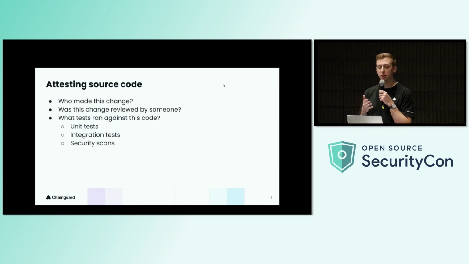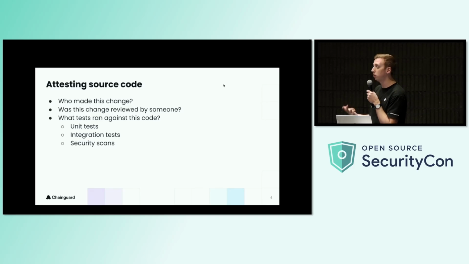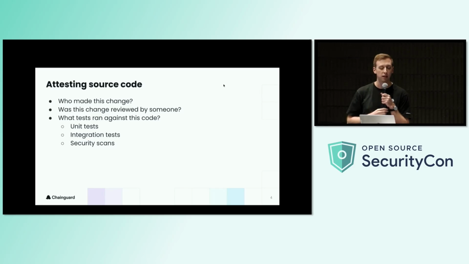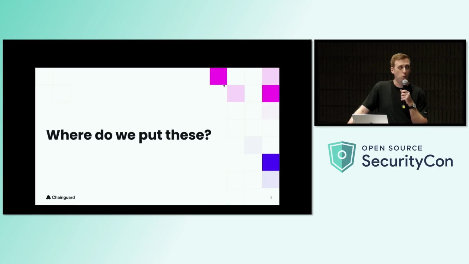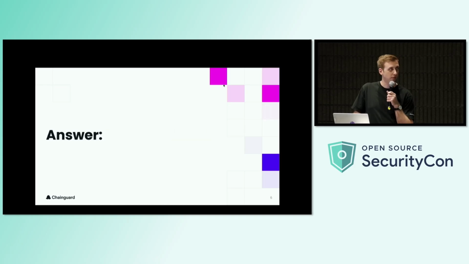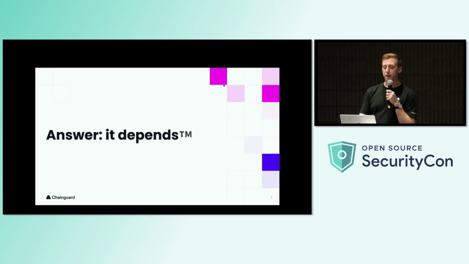So then the question becomes, for source code, what do we care about, right? We care about who's making this change, who's reviewing this change, what CI checks have run on this source commit, right? Have I done a vuln scan? Have I run end-to-end tests? These are all the things that we sort of care about. So where do we put these? Answer, very stereotypical software engineer: it depends. There's a bunch of different ways we can go about this.